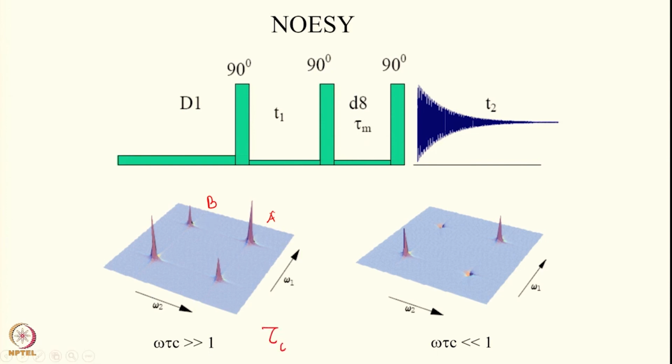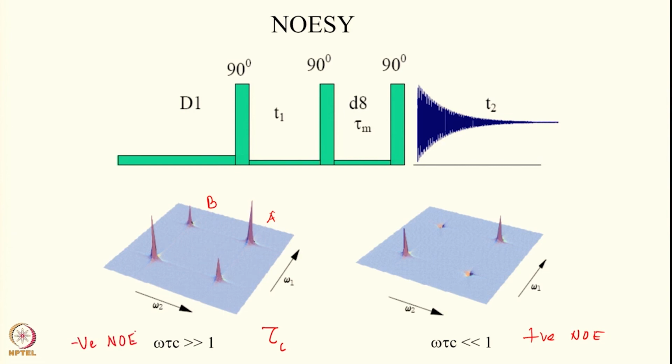If tau c is very large, which is the case in large molecules, then you will have omega tau c much larger than 1. But in small molecules tau c is very small, of the order of 10 to the minus 10 to 10 to the minus 12, whereas in large molecules it is of the order of 10 to the minus 8, 10 to the minus 9. In such situations you will have two different signs for the NOEs, this we have seen. So here you will have positive NOE, and here we will have negative NOE.